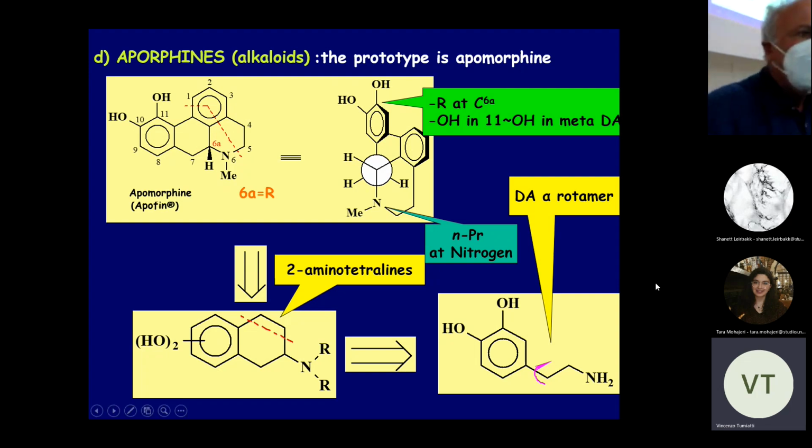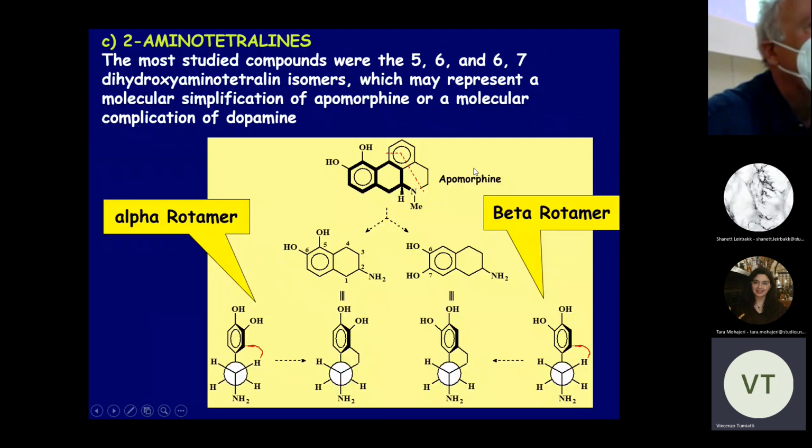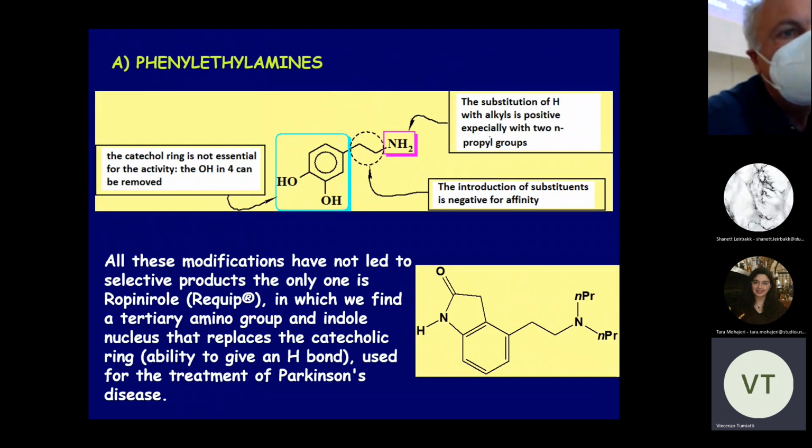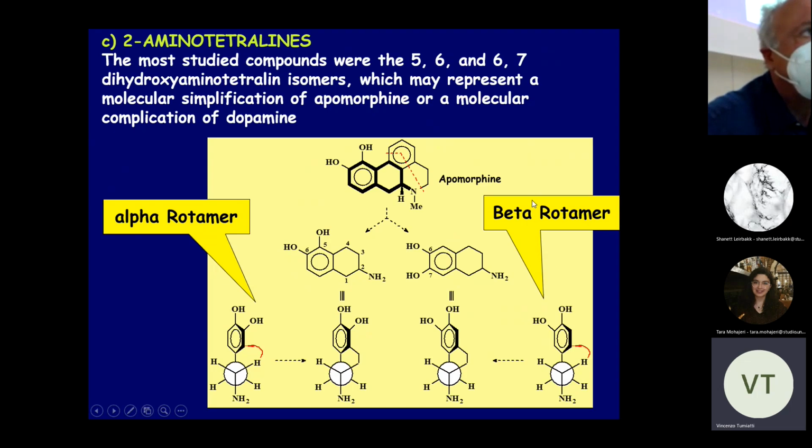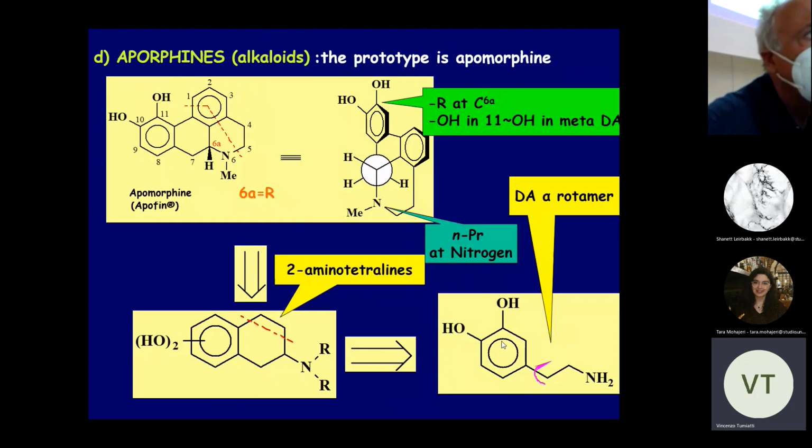So we start again. We have seen the different classes. The first one, phenylethylamines. The second one, phenylpiperidine. The third one, 2-amino tetralines. And then the last one, aporphines.